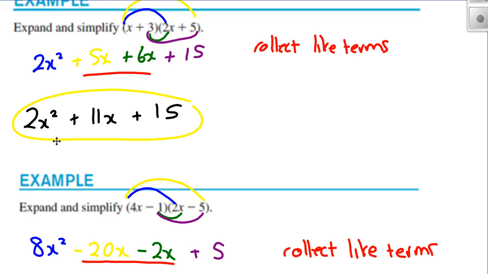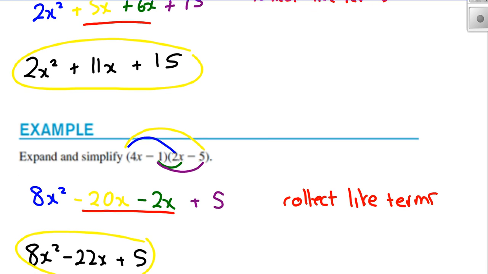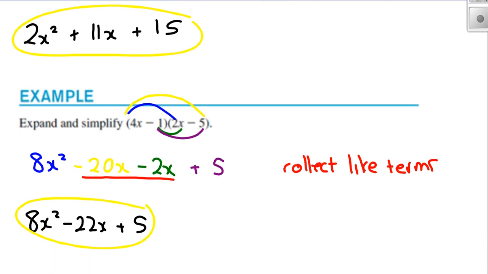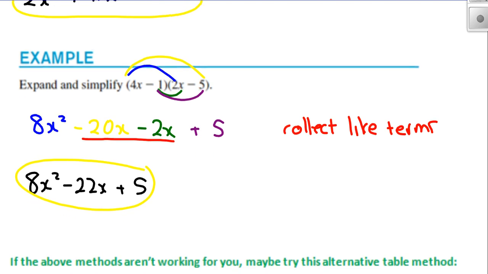Then can you collect any like terms? We've got a constant, we've got an x squared, we've got some x terms here that we can combine in this case. So what's negative 20x take away 2x? Have a think. What would it look like on a number line? You'd be at negative 20 and you'd go backwards by 2 and further negative. So you write negative 22x. So 8x squared, take away 22x plus 5 is the final answer to that.